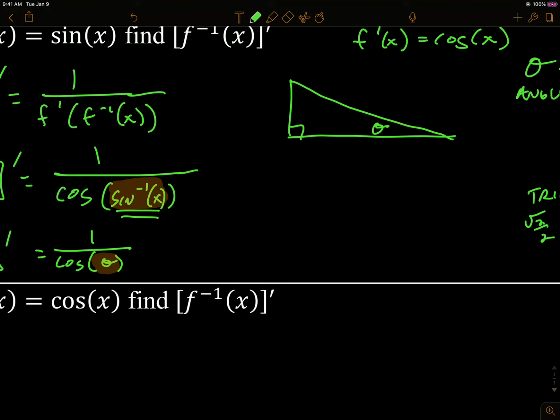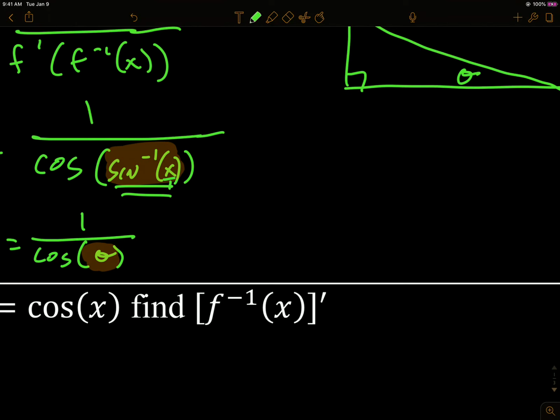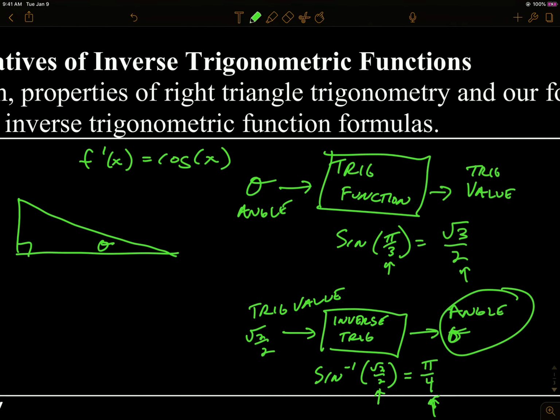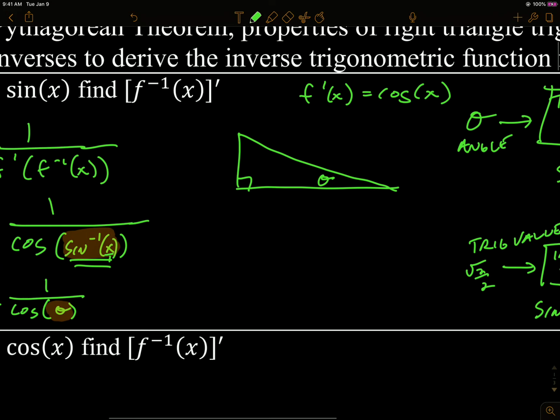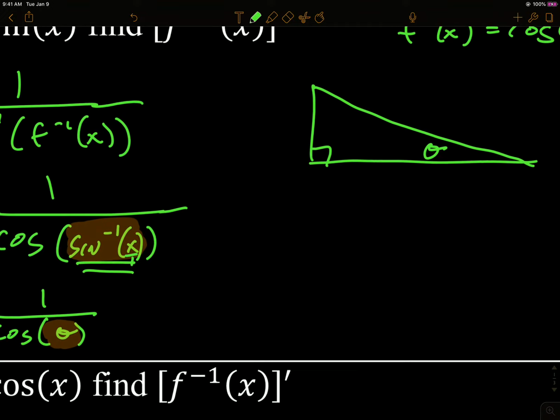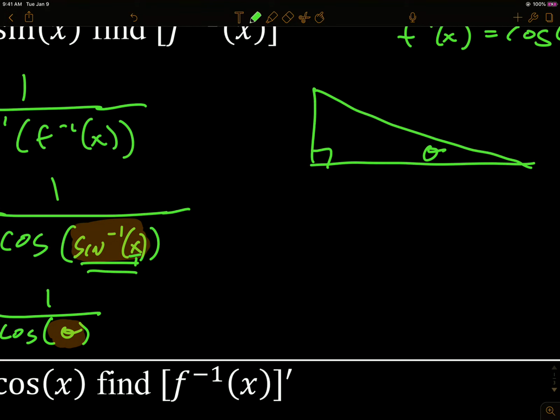There's some trig ratio, right? These trig values are ratios, so maybe trig ratio is the word I should have used over here instead of trig value. I think of it as x over 1. So there's some angle whose sine value is x over 1. How do I know it's those sides? Because sine is opposite over hypotenuse.